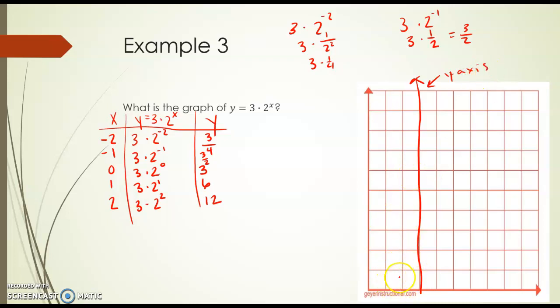All right, so at -2, I was at 3/4. So if this is 1, we would be about here. And then at -1, I was at 3/2, so that was 1.5. At 0, we were at 3. At 1, we were at 6. And then we only go to 10 here, so 12 would be off. And so we're going to go with these 4 dots.